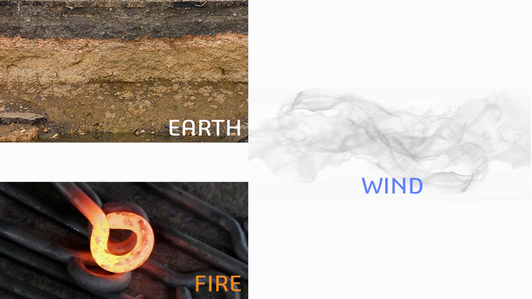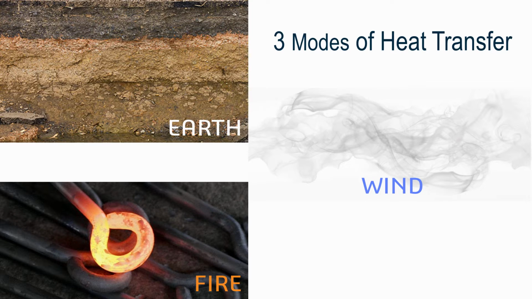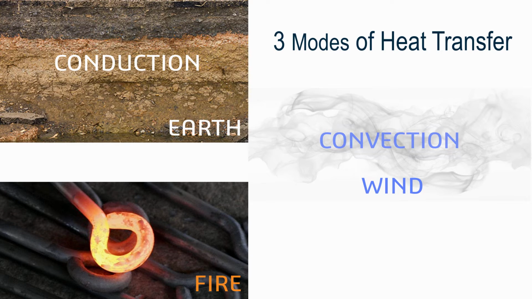So before we dive into SOLIDWORKS and look more in depth at that problem, we first need to discuss the different types of heat transfer and how they have an effect on this. An easy way to remember this is to think of earth, wind, and fire. Those correspond to the three modes of heat transfer: earth to conduction, wind to convection, and fire to radiation. So we're going to dive into each one of these individually and discuss the attributes of each one.